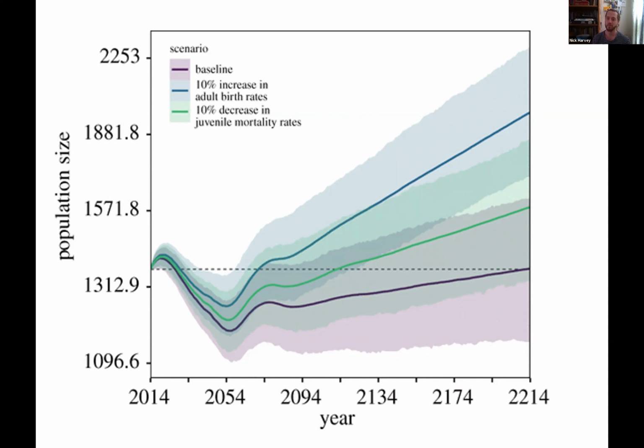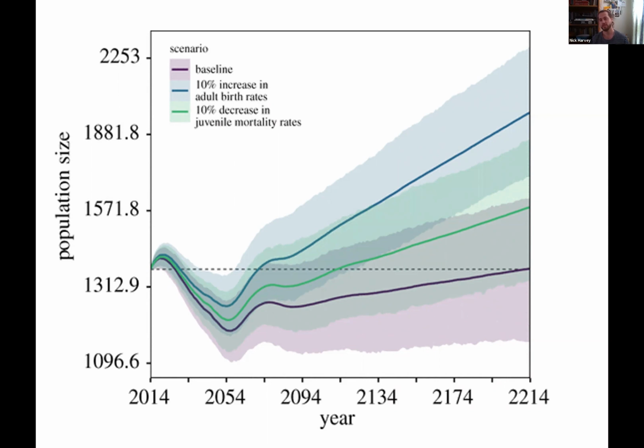However, if we want to think about whether or not our conservation should focus on birth rates or mortality rates, we can use this model to compare that. So we look at the green line. This is modeling if there was a 10% decrease in juvenile mortality rates, which we were talking about before, which can be very high for particular vertebrate species. So that gives us an increase over 200 years, but that increase isn't as big as if we were going to focus on adult birth rates in this population of this species.